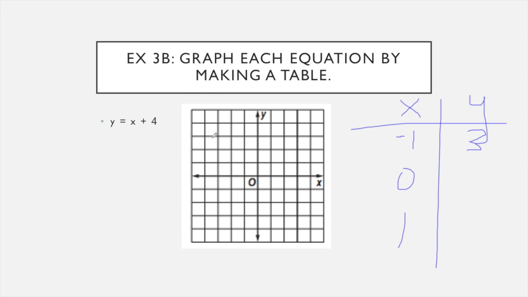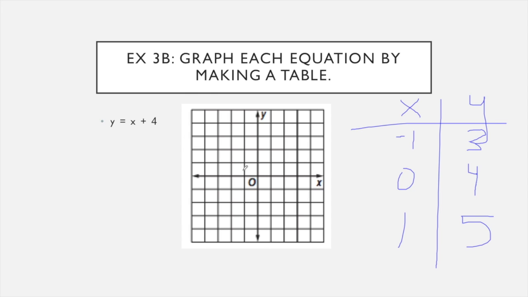If I plug in a 0, what do I get out? Well, if x is 0, I get 0 plus 4, which is 4. And you can see a pattern emerging here with the y's. They go up by 1 each time. So if I plug in a 1, what do I get? Well, 1 plus 4 is 5. Now, we have 3 points. We can take those and plot them, and that'll give us the pattern of our line.